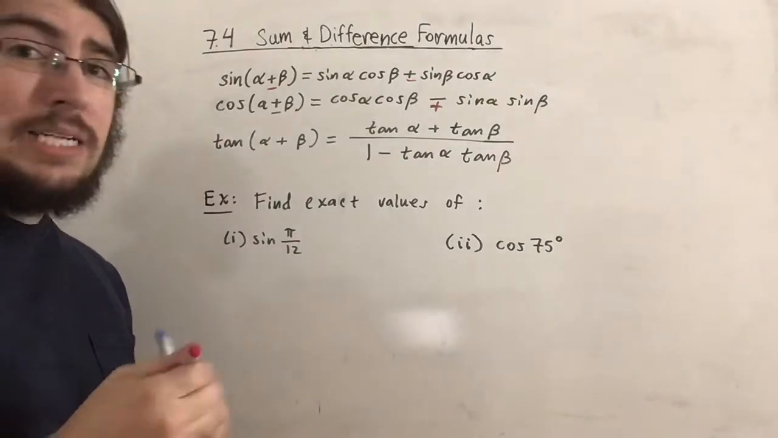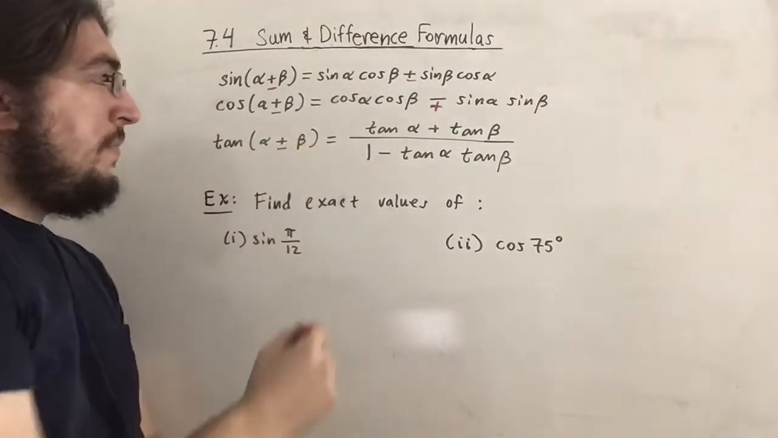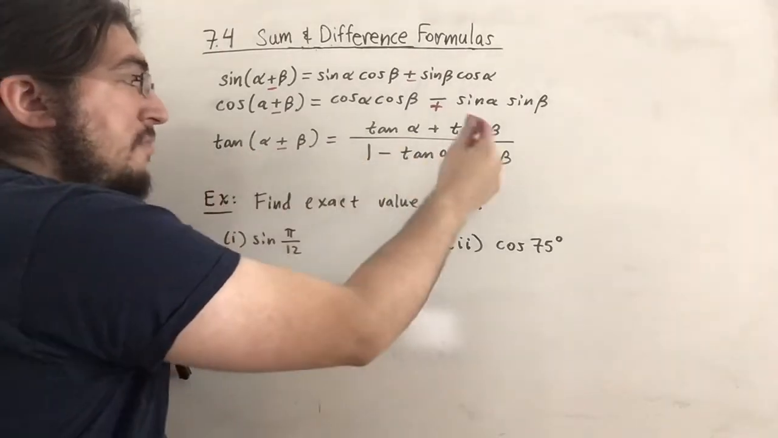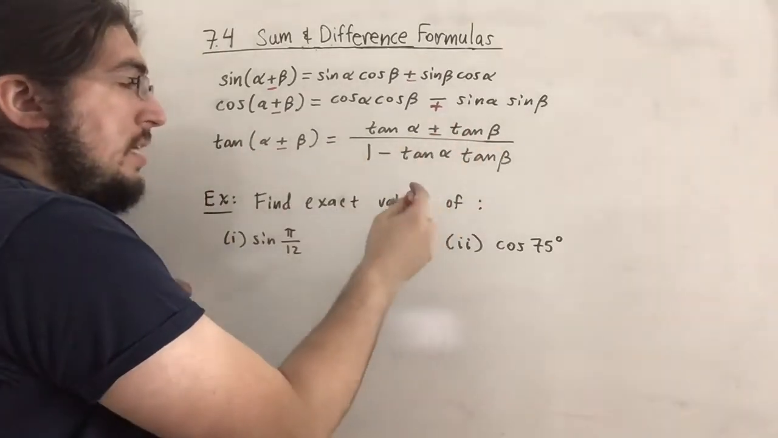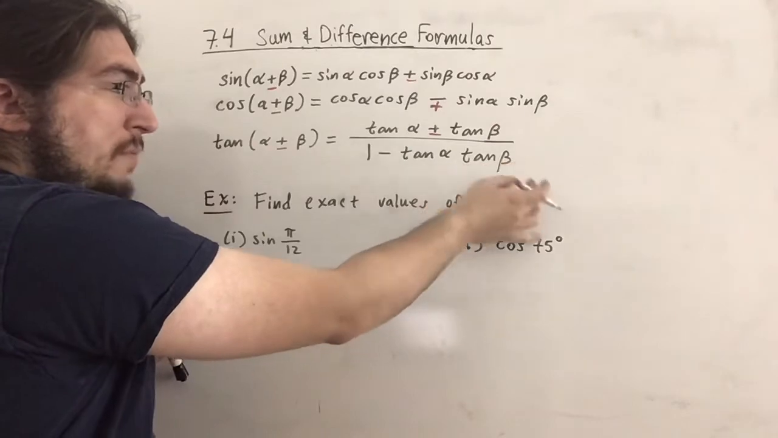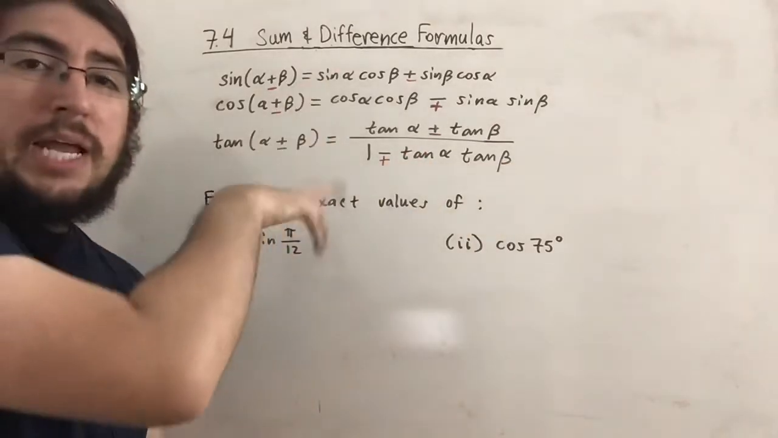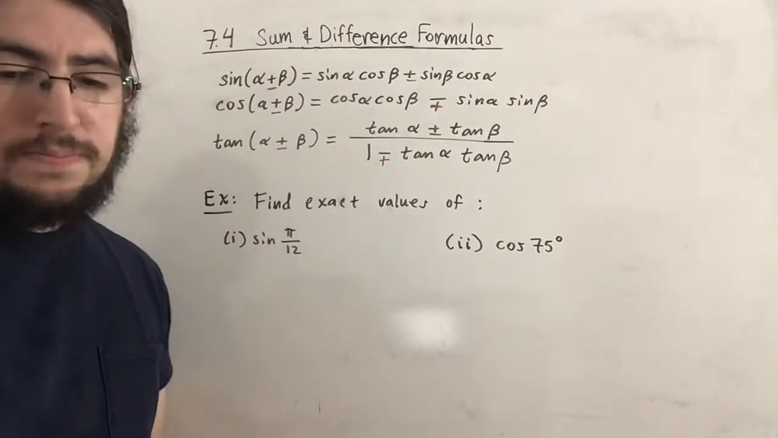Similarly for tangent, if this is a difference, tangent is odd. So when you have tangent of negative beta, that's negative tangent of beta. Similarly here, tangent of negative beta, the negative comes out, so that makes this a positive. So you basically have middle sign changes when you have a difference formula.